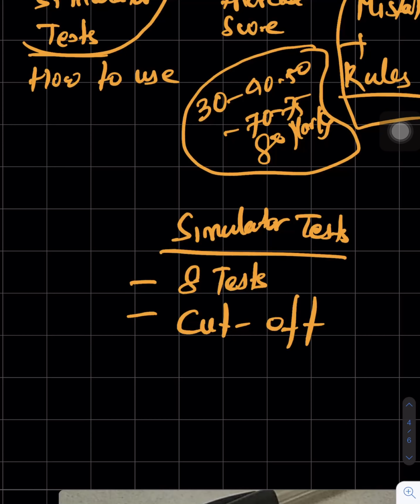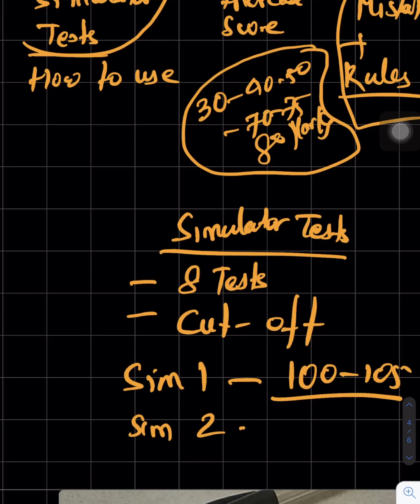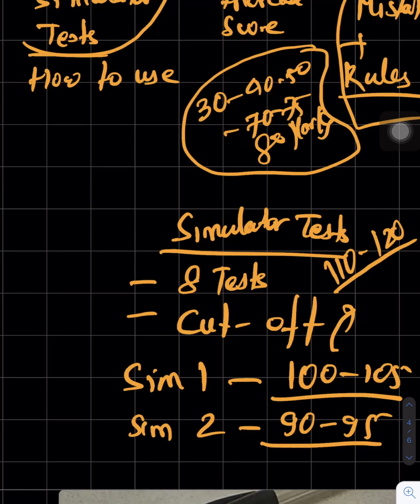Here again, please focus on the cutoff. We have not declared the cutoff so far, but let us assume that for simulator 1 the cutoff is between 100 to 105, and for simulator 2 the cutoff is between 90 to 95 marks. Ideally in a test you should be getting anything above 105 marks, 110 to 120, and people are getting that. I'm in touch with a lot of students who are getting these marks, and if you're not getting them, then you are missing the cutoff.